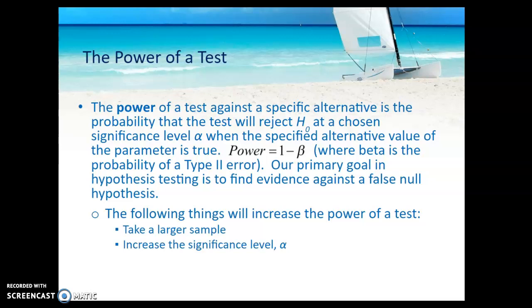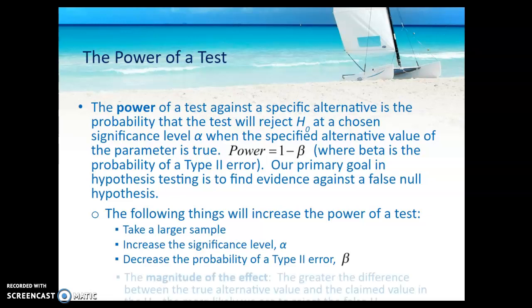A third thing that increases the power of the test, but I must preface it by saying this is something that's completely and totally out of our control. Actually, I forgot I had this third thing in here, which is to decrease the probability of a type 2 error. Because if you recognize that power is computed by taking 1 minus the probability of a type 2 error, then if the probability of a type 2 error goes down, your power will increase. But this last one is the one I'm speaking of that's completely out of our control.